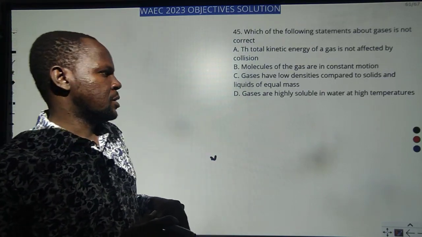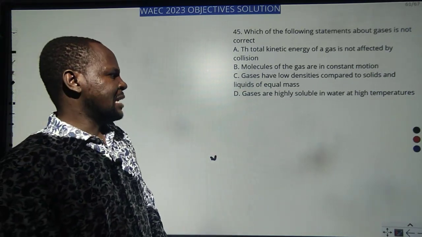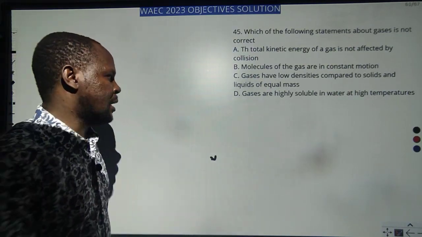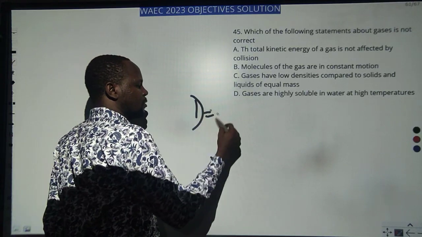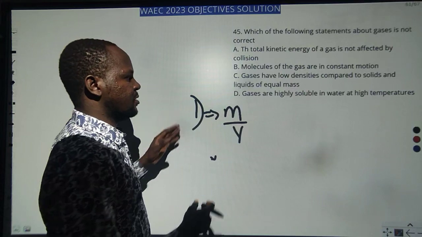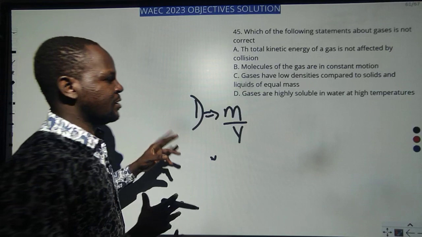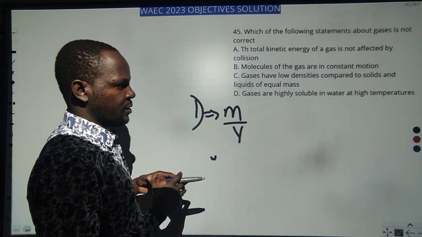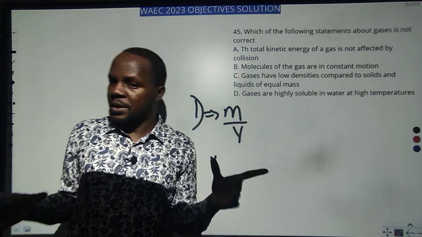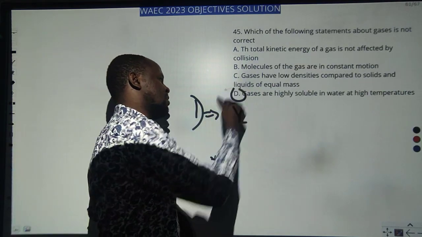Gases have low density compared to solids and liquids of equal mass. Density of gases is low compared to solids. You can see that from density equals mass over volume. Density is inversely related to volume. So if something has high density, the space occupied by it will be small. Gases have low density compared to solid. Yes, it's a correct statement because that means the volume of gases is large compared to solid, which we all know. Do you understand? So that's a good statement. If all three are correct, this last one will be wrong.